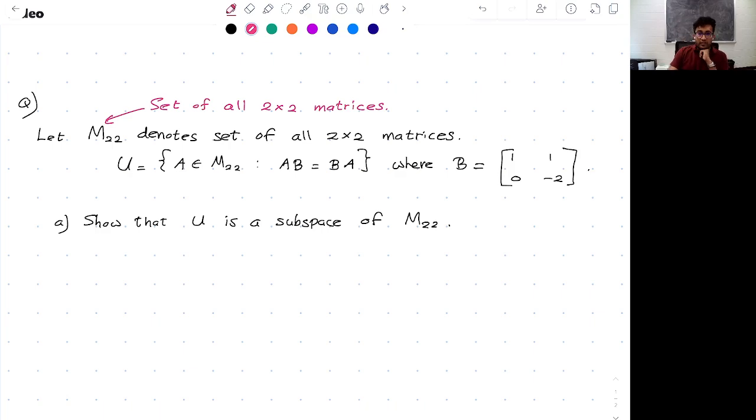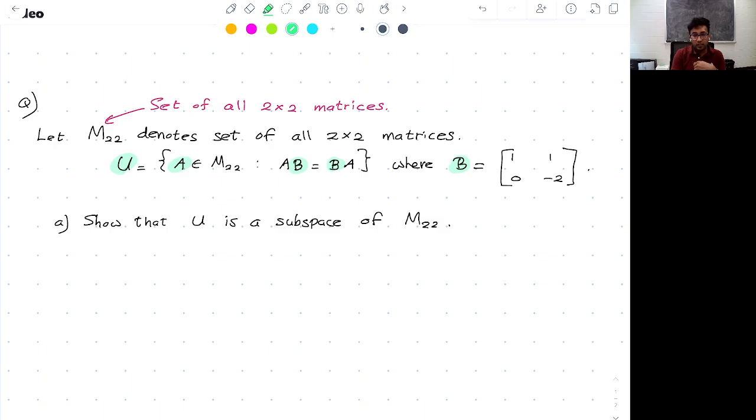In this video, I will discuss a problem on linear algebra. What we have is M22, which is the set of all 2 by 2 matrices, and we have the subset U of M22. This subset U contains 2 by 2 matrices that commute with this matrix B. So if you pick any matrix from capital U, then that matrix is going to commute with matrix B.